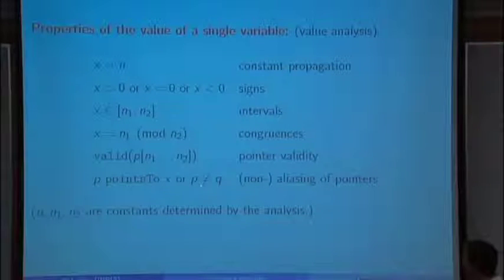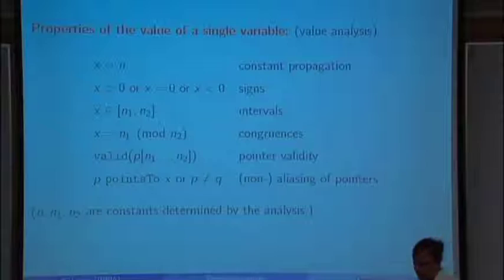And then there are properties for aliasing or non-aliasing of pointers, like for instance, P is different from Q. This is non-aliasing. Or P points to X, which is more like aliasing, so we know what P can refer to. And often we have a set here of variables. P points to X1 or X2 or X3. So that is value analysis.